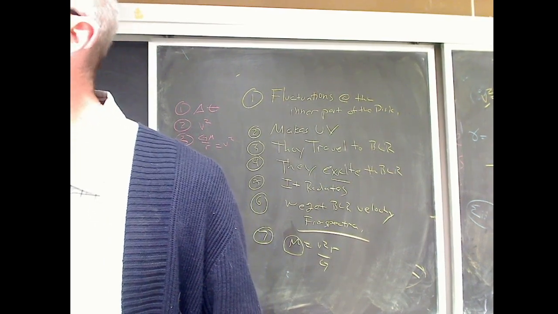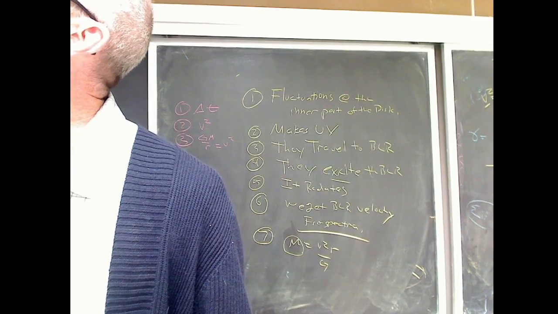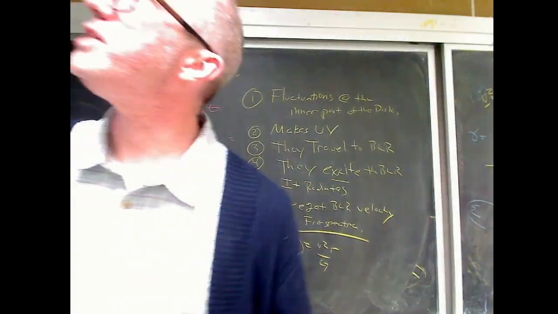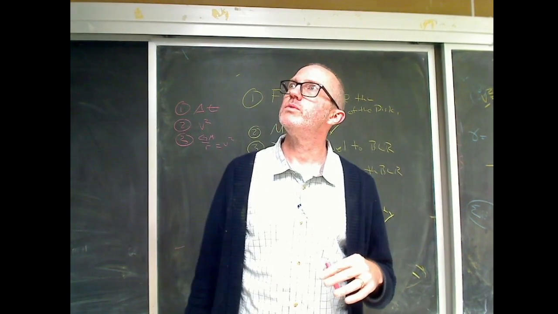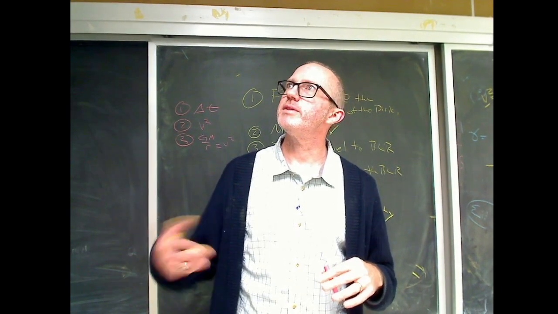Okay, narrow line regions. Most AGN have narrow line features, not BLX. So what's up with BLX? Let's talk about that in a second. So okay.